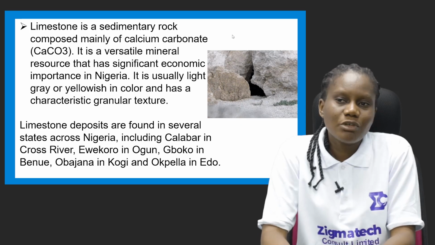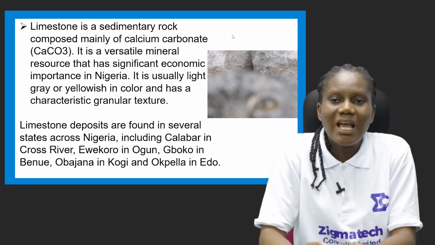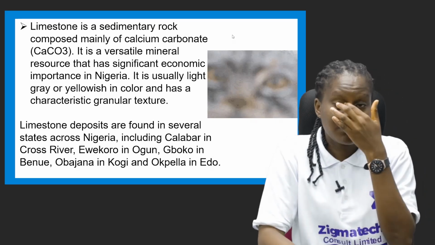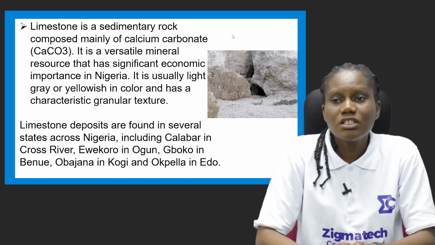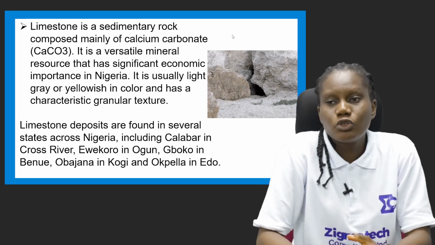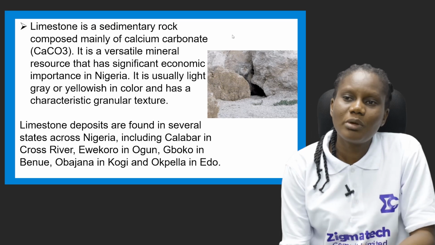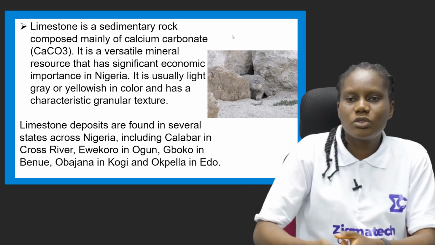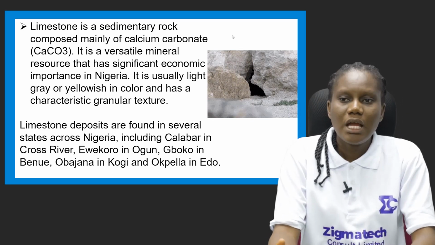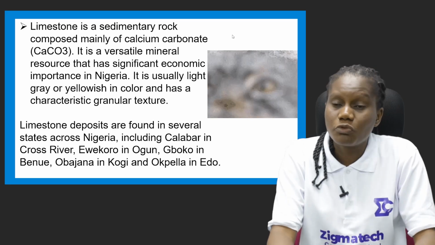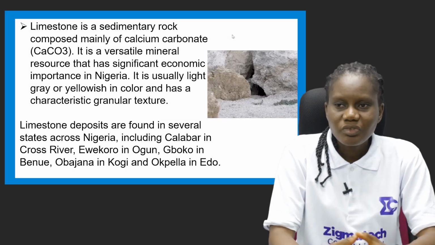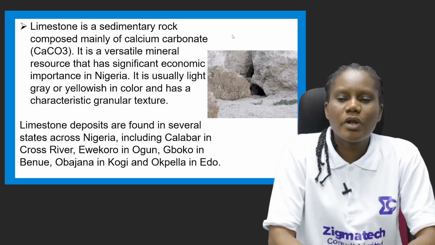So limestone is a sedimentary rock composed mainly of calcium carbonate, that is CaCO3. The Ca there stands for calcium, and the C there, the other C stands for carbon, then the other one for oxygen. So when you're going to pronounce them together, you call them calcium carbonate. It is a versatile mineral resource that has significant economic importance in Nigeria. As I said earlier on, you can see that it is used in production of cement. It is usually light gray or yellowish in color and has a characteristic granular texture.